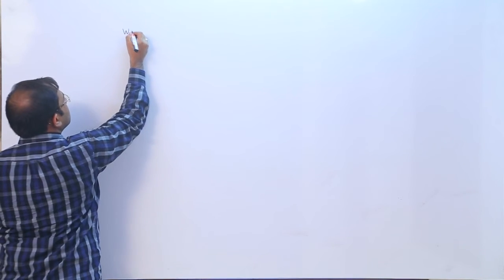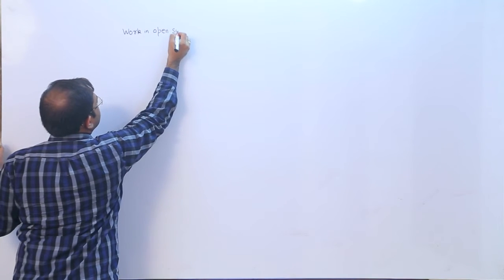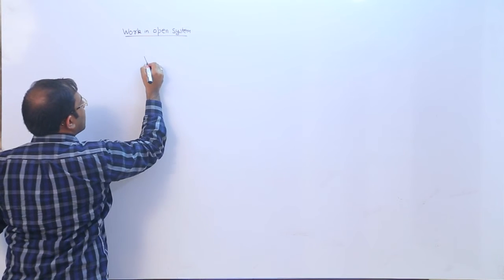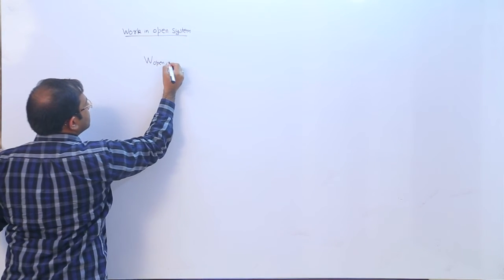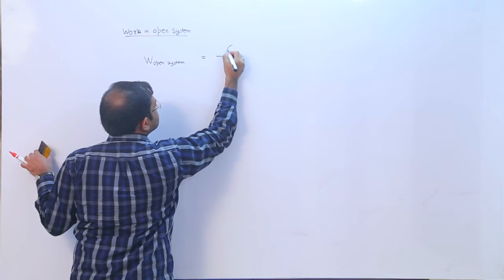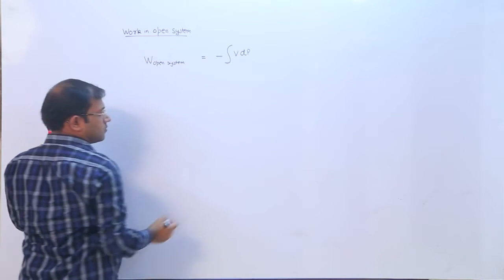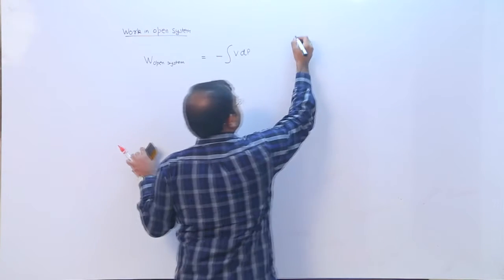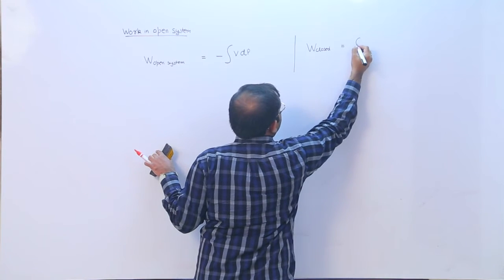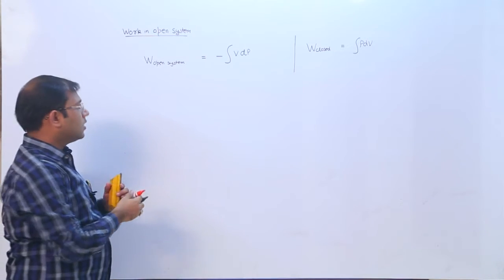Now come to work in open system. See students, the work in open system is nothing but minus integration of VdP. However, the work in closed system is nothing but integral of PdV. Is it okay?